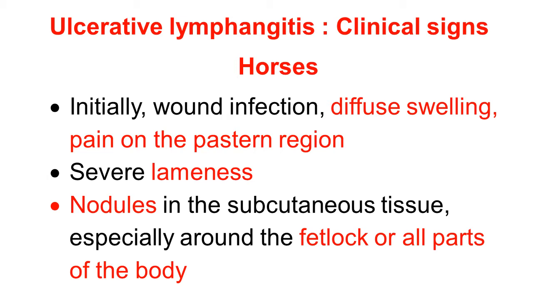And there is severe pain in the pectoral region of the leg. Due to pain and swelling, there is severe lameness, the first sign. The nodules are produced in the subcutaneous tissue, especially around the pastern and fetlock, or all parts of the body, depending upon the part infected.